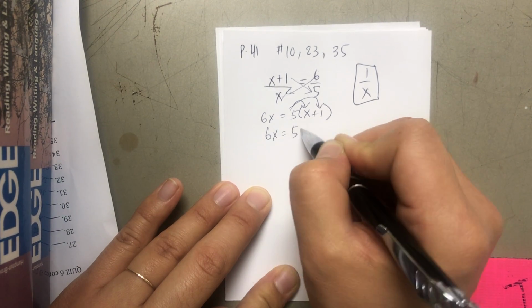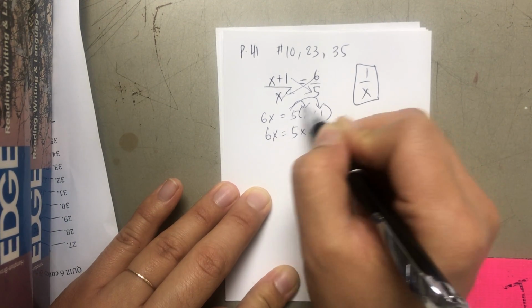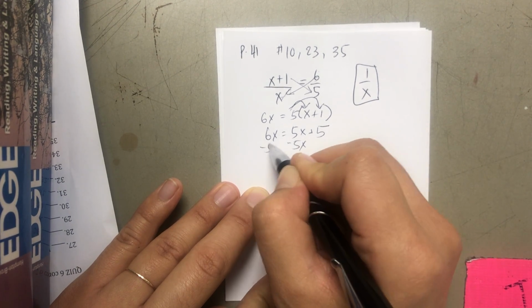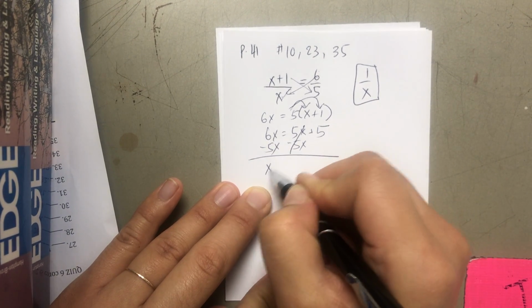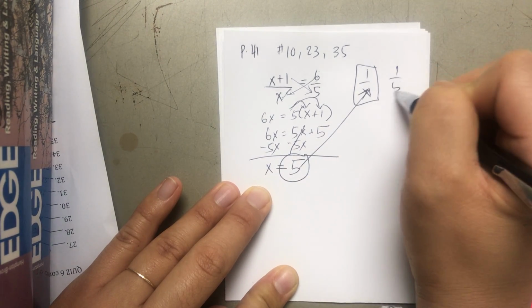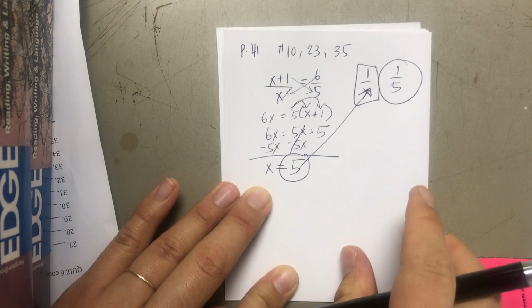6x is going to equal 5 times x, and then plus 5 times 1. Okay, then you're going to go negative 5x, negative 5x. That's going to be out. This is going to be x, and this is going to be 5. So take that and put it right there. 1 over 5 is your answer.